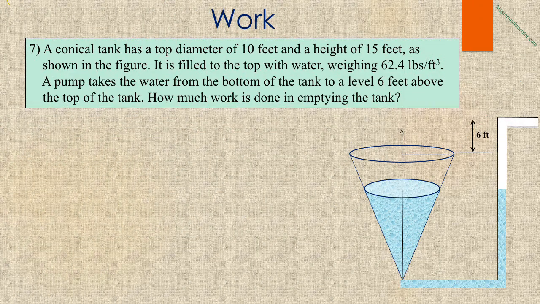Number 7 reads, a conical tank has a top diameter of 10 feet and a height of 15 feet, as shown in the figure. It is filled to the top with water, weighing 62.4 pounds per cubic foot. A pump takes the water from the bottom of the tank to a level 6 feet above the top of the tank. We'd like to know how much work is done in emptying the tank.